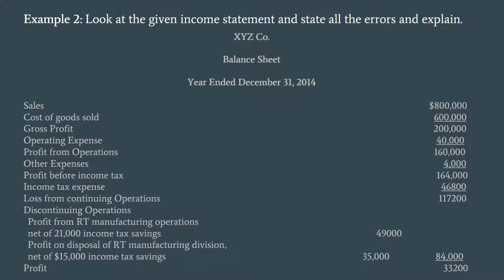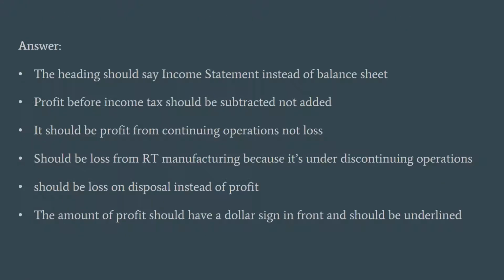Okay, let's do another example. Look at the given income statement and state all the errors and explain. After looking at this income statement, we can tell that the heading should say income statement instead of balance sheet. Profit before income tax should be subtracted and not added. It should be profit from continuing operations, not loss.